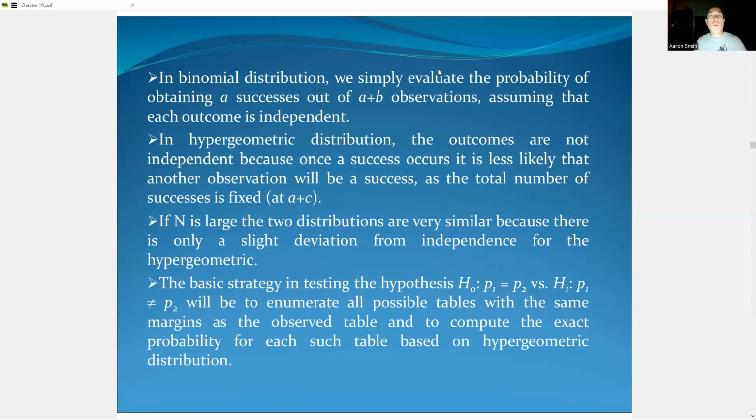All right, so in the binomial distribution, we simply evaluate the probability of obtaining A successes out of A plus B observations, assuming independence of which subgroup we got from. In the geometric distribution, the outcomes are not independent because once a success occurs, it is less likely that another observation will be a success, as the total number of successes is fixed. So that's something to consider when you choose which one to use. So the hypergeometric does not have independence of consecutive observations. If N is large, the two distributions are so close that it doesn't really matter.